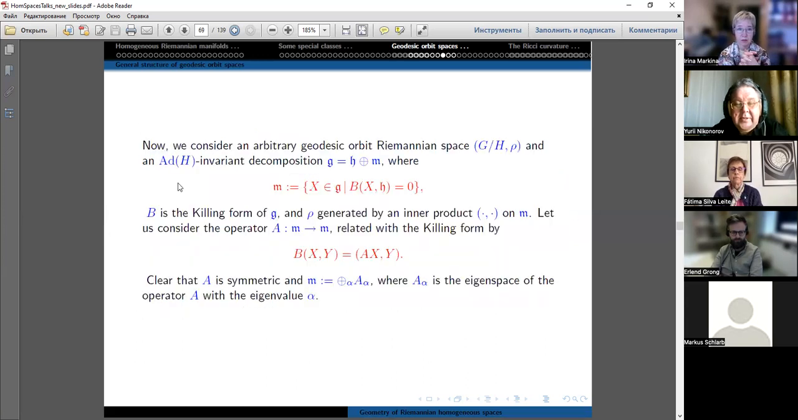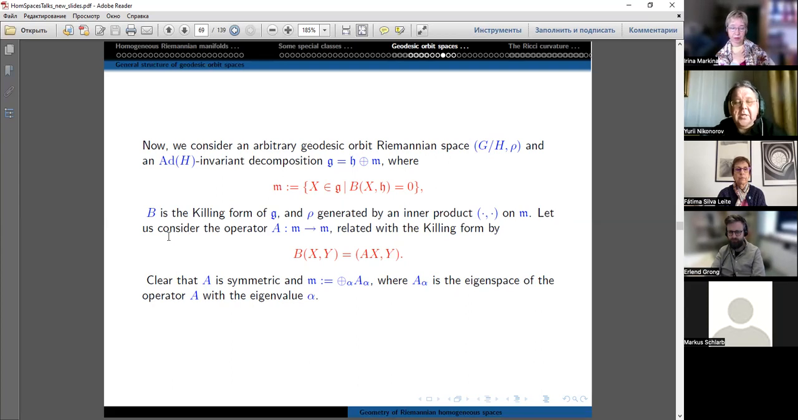Now we consider a little more serious structure result. We consider an arbitrary geodesic orbit Riemannian space, G mod H, rho, and an H-invariant decomposition, and consider M. It is a reductive complement to H with respect to the Killing form. It's easy to check that this definition is correct for any homogeneous space. B is the Killing form and rho is generated by an inner product on M.